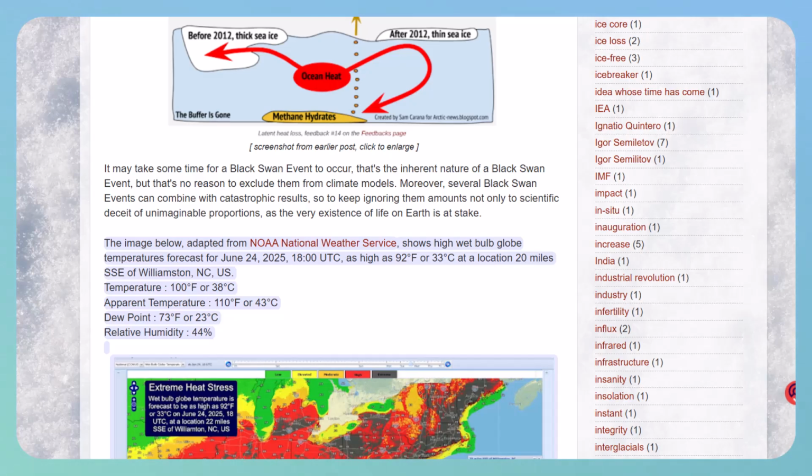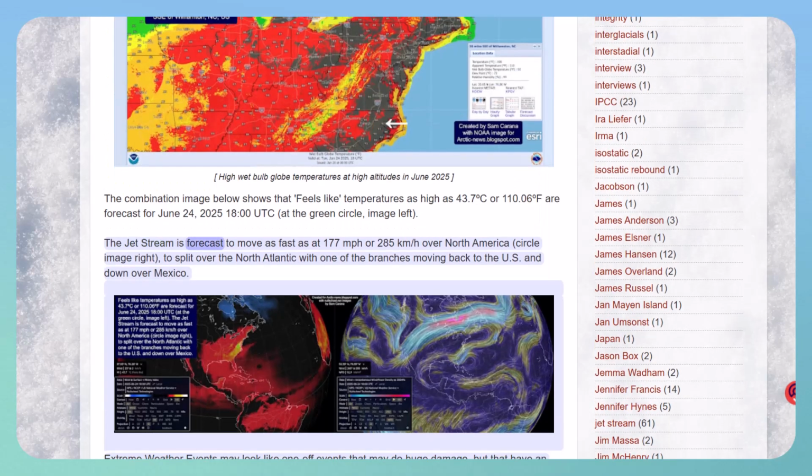High wet bulb globe temperatures at high altitudes in June 2025. The combination image below shows that feels like temperatures as high as 43.7 degrees C or 110.06 degrees F are forecast for June 24, 2025, 1800 hours UTC, at the green circle, image left. The jet stream is forecast to move as fast as 177 miles per hour or 285 kilometers per hour over North America, circle image right, to split over the North Atlantic with one of the branches moving back to the US and down over Mexico.